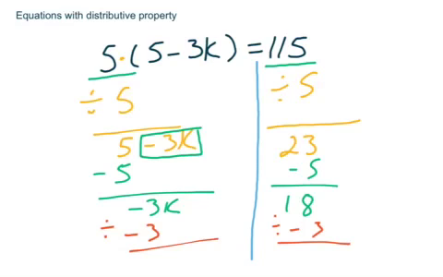And I'm left with k is equal to negative 6. So I got the same answer that I did when I went ahead and distributed the number that was in front of the parentheses. If this seems a little confusing to you, don't worry about it. I just wanted to point out that this is another way that we could have solved it. If you can divide through by whatever number is in front of the parentheses, feel free to do so.